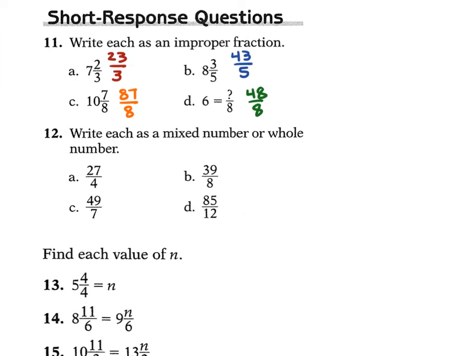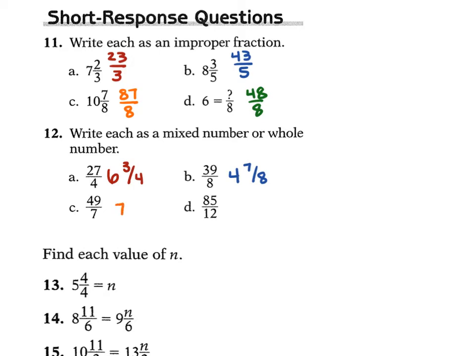For 12, we're writing each as a mixed number or whole number. So for A, we have 27 over 4. 4 goes into 27 6 times. We would have 3 left over, so that's 6 and 3/4. B, we have 39 over 8. So if we do 39 divided by 8, we have 4. 4 times 8 is 32, so 39 minus 32 leaves 7, so it's 4 and 7 over 8. For C, we have 49 over 7, which is just 7.